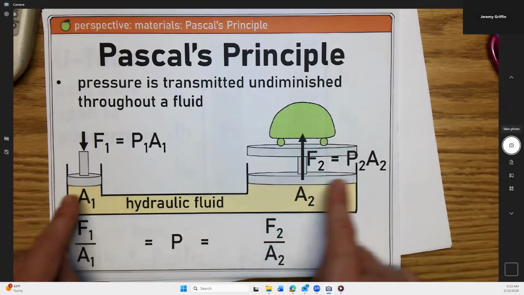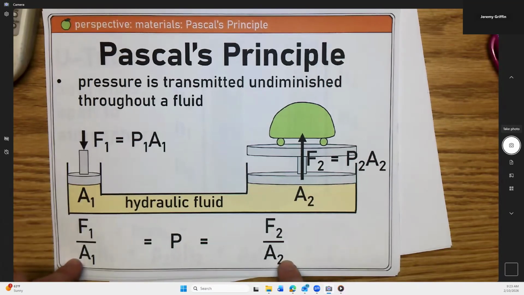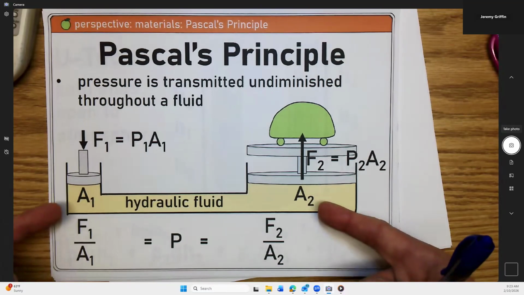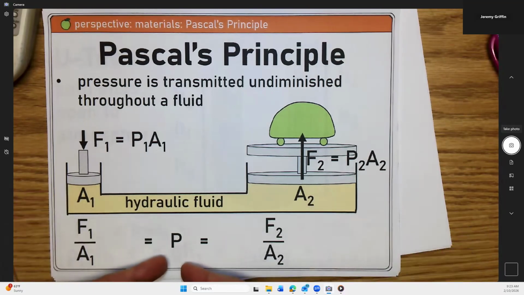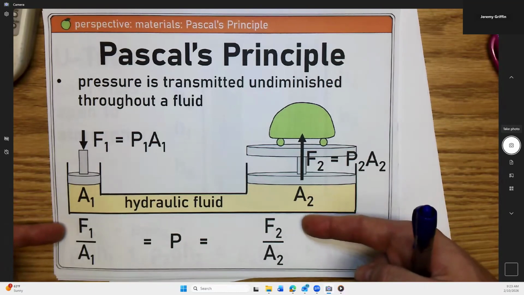But what if I have different sized pistons? I've got a small area piston on the left side and a large area piston on the right side. Well, guys, these are different cross-sectional areas, but they're acting on the fluid. It's the same pressure. That means that there's different what acting on each piston?